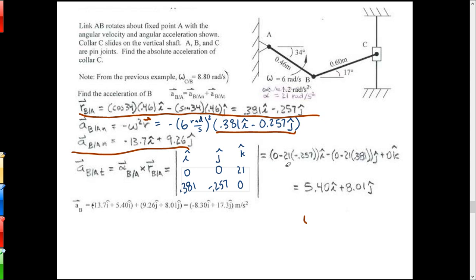And then to do the tangential acceleration of B with respect to A, I cross alpha with r. Alpha is counterclockwise at 21, so that's a positive 21 for alpha. Just run the cross in whatever way works for you, okay? All right, then I just add up the vectors and I get the total acceleration of B, negative 8.3i plus 17.3j. Same answer as I got on the previous page, just a different way of doing the same thing.